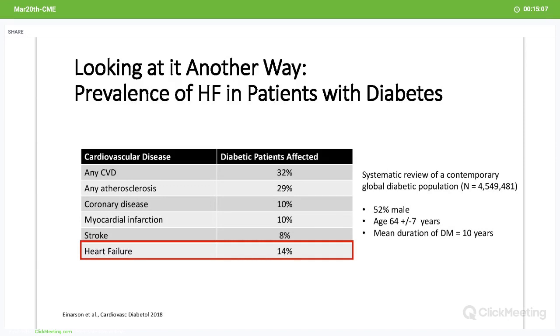Looking at it another way, if you're looking after diabetes patients, what is the prevalence of heart failure in that population? And this varies depending on the population study. This is data from 4.5 million people across the world in registry form. You're looking at an average age of 64 years with a mean duration of diabetes of 10 years. So maybe a typical population-based diabetes study. And about 14% of these patients have heart failure. That estimate goes up as you get older, up to 40% in some series.